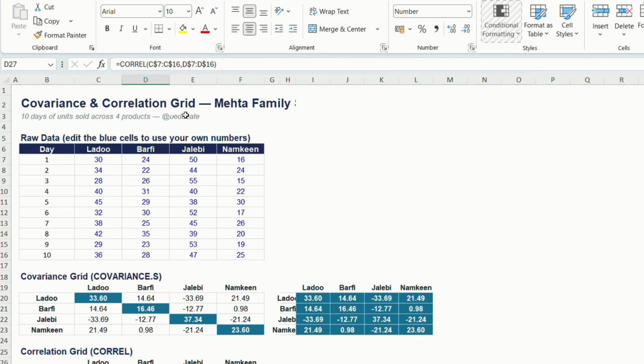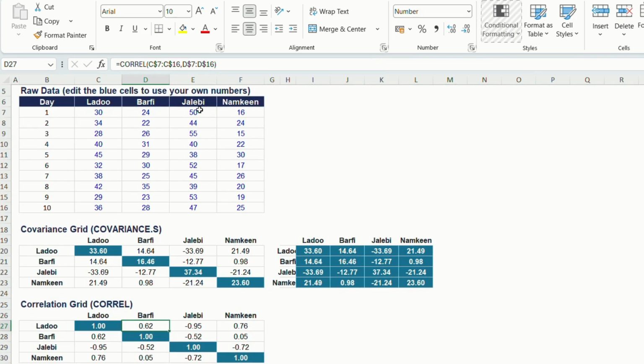To understand correlation, we have this covariance and correlation example. Next door, the Mehta family runs a mithai shop with four products: laddu, barfi, jalebi and namkeen, and they want to know how every pair of products relates. Do the jalebi sales spikes come with the barfi spike too? Are they related or unrelated? How can we calculate this? We have day 1 laddu sales data, barfi sales data, jalebi sales data and namkeen sales data. So we calculate the covariance. How do we calculate this covariance?